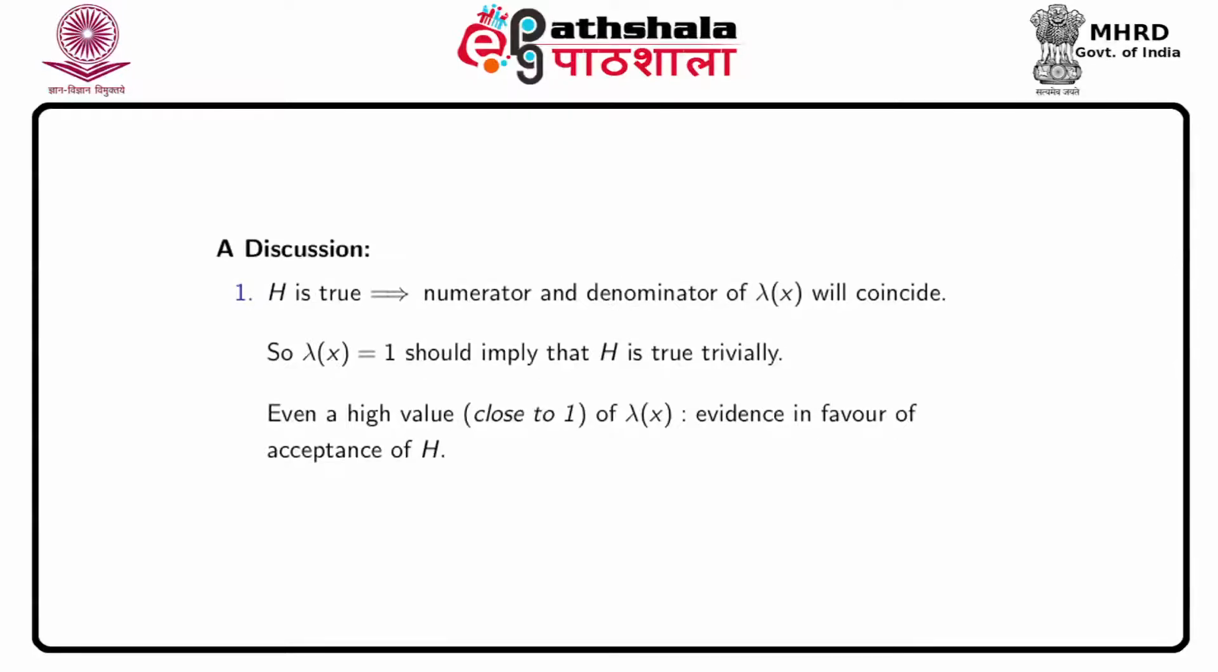Number 1. Null hypothesis H being true implies the numerator and denominator of lambda(x) will coincide. So lambda(x) equal to 1 should imply that H is true, trivially. Even a high value of lambda(x) quite close to 1 can give evidence in favor of acceptance of the null hypothesis H.